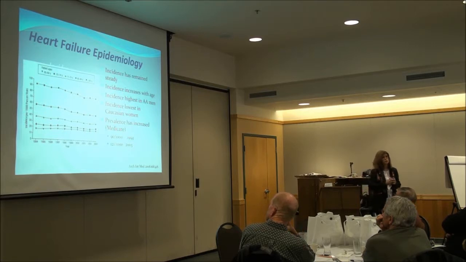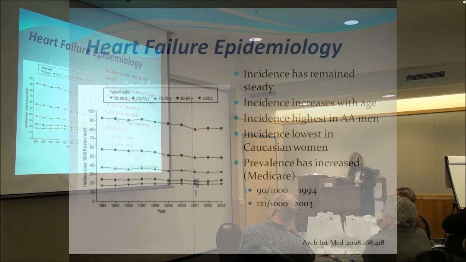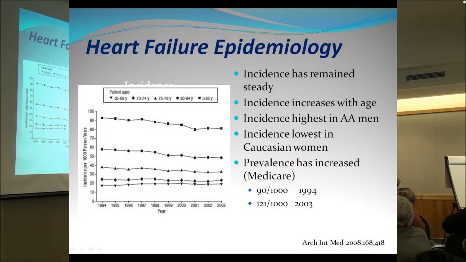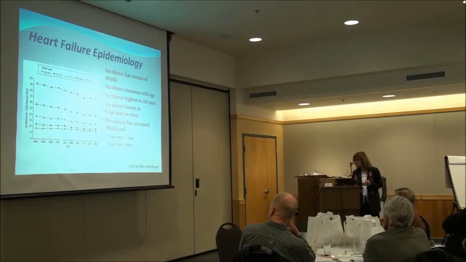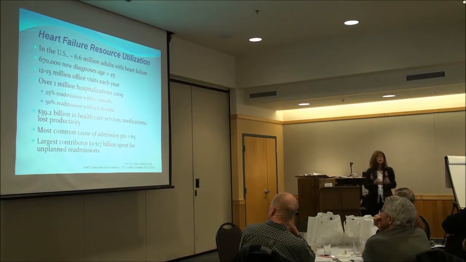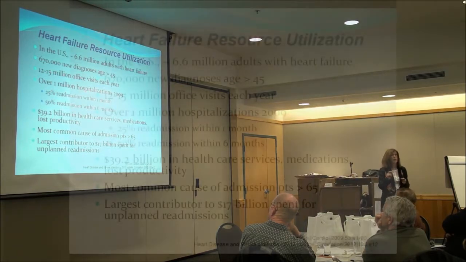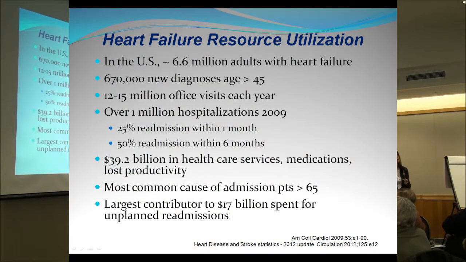So a little bit of the epidemiology to understand how important this disease is. Although the incidence has been stable over the years, the prevalence has increased because of our aging population. And the incidence is the highest in African American men and the lowest in Caucasian women. But still, as I mentioned, prevalence continues to grow because of our aging population. And in fact, the lifetime risk of developing heart failure for people older than 45 is 20%, which is really amazing. So how much does it cost us?